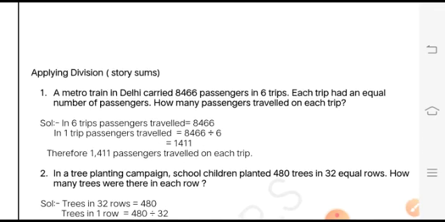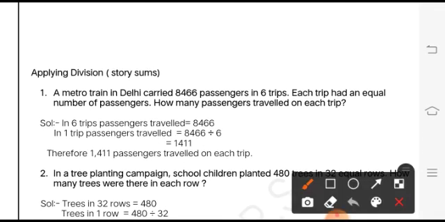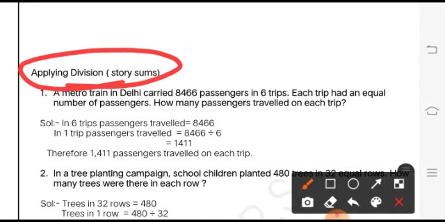Only these two questions are to be done on the fair notebook from these story sums. Students are requested to write these two questions in their notebooks along with the statements. This was all from this video.